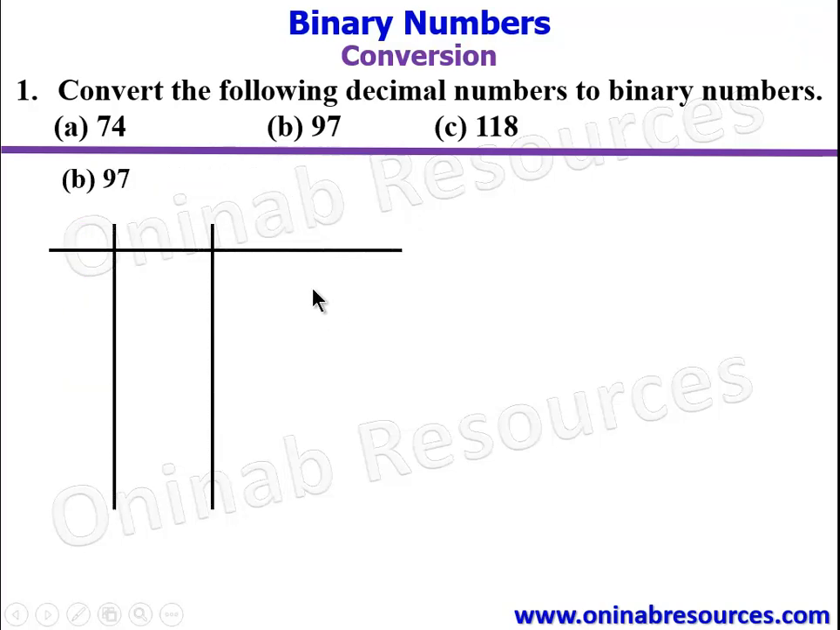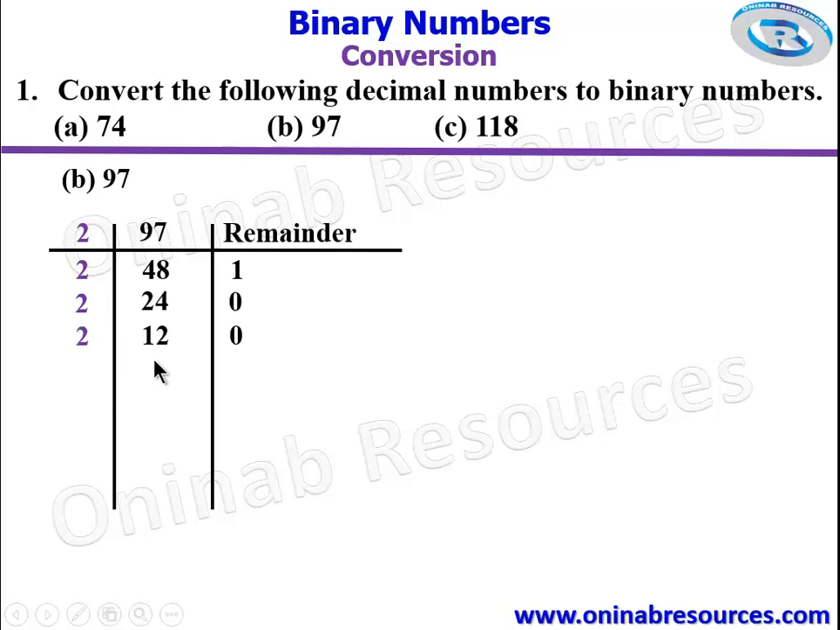The same way, we have our 97 continuously dividing by 2 and keep the remainder. 97 divided by 2 gives 48, remainder 1. 48 divided by 2 gives 24, remainder 0. 24 divided by 2 gives 12, remainder 0. 12 divided by 2 gives 6, remainder 0. 6 divided by 2 gives 3, remainder 0. 3 divided by 2 gives 1, remainder 1. And finally, 1 divided by 2 gives 0, remainder 1.